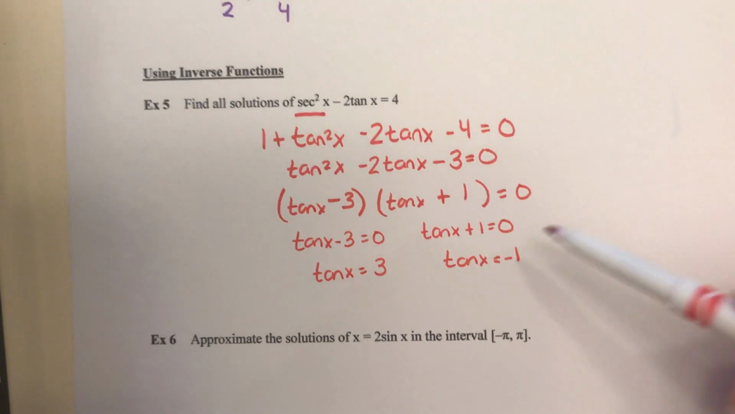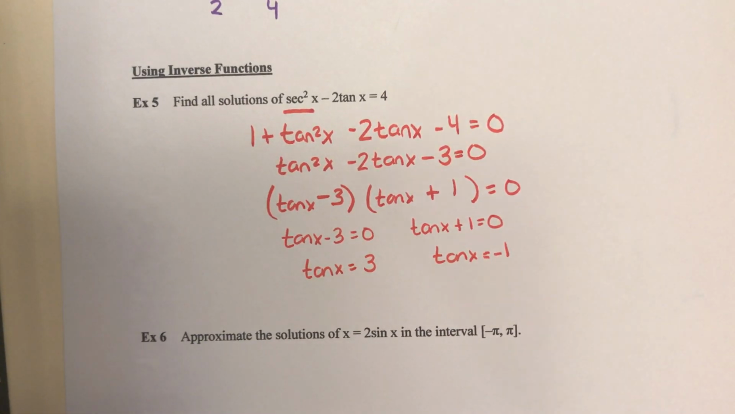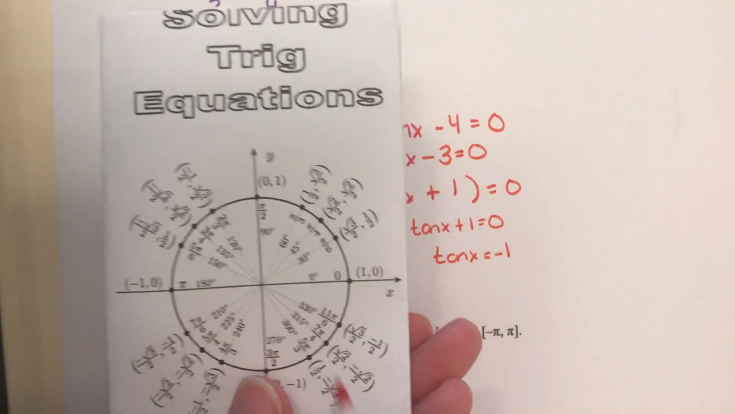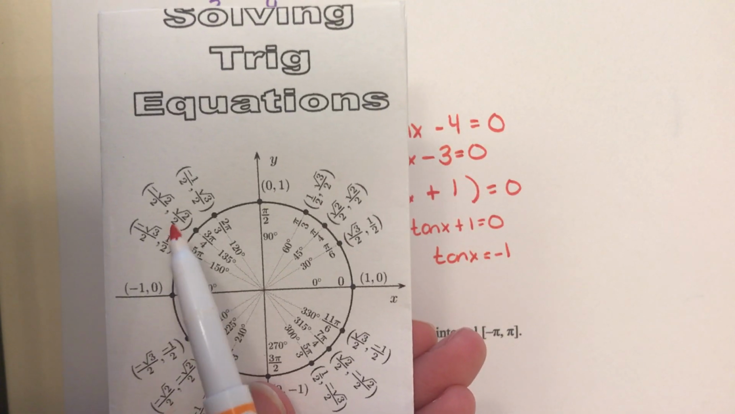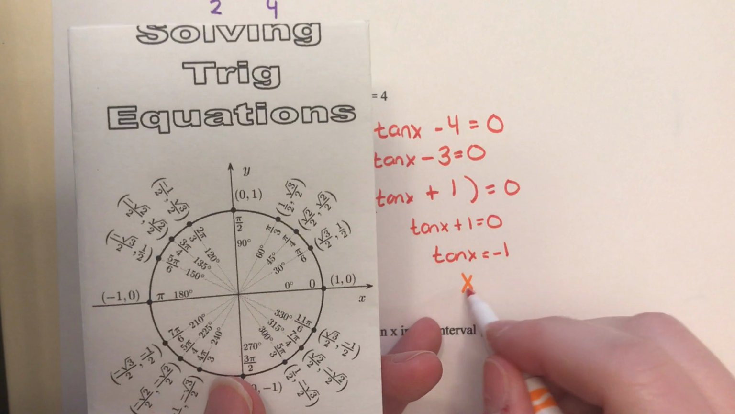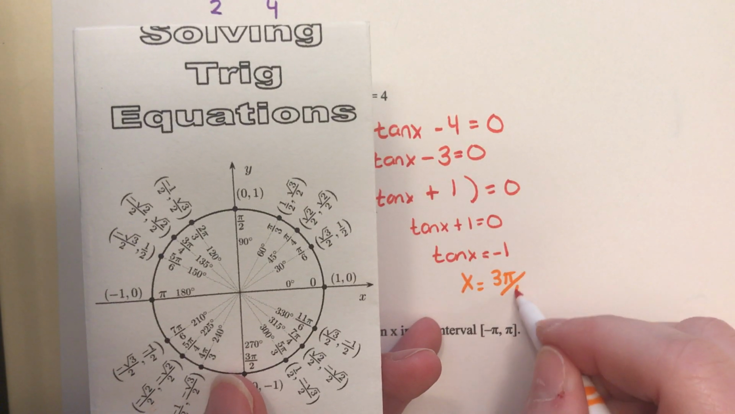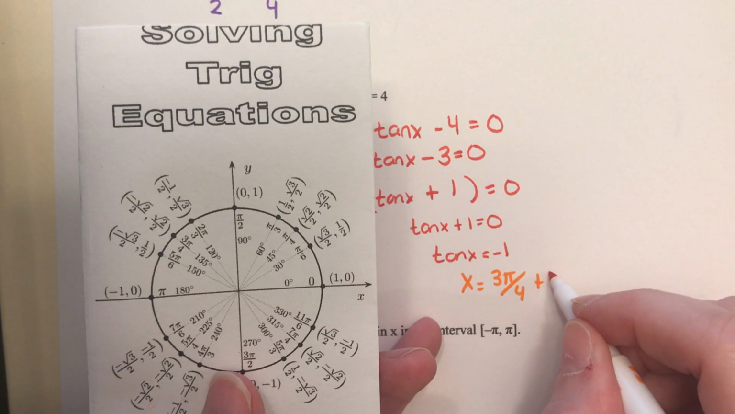Now, first I'm going to start with the negative 1. That's the easier one. So where would tangent be equal to negative 1? So that's any time where sine divided by cosine gives me negative 1. And again, I'm only looking in the first and second quadrant. So I would be over here at 3 pi over 4. And I'm going to add a pi n to that.